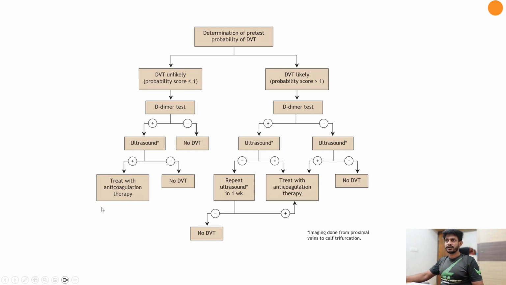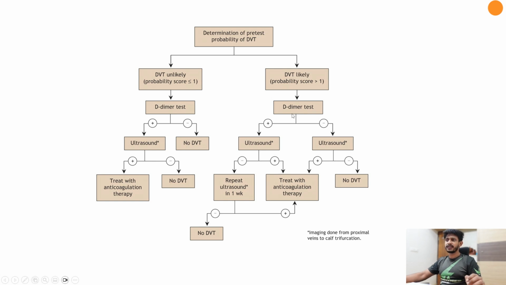And if the D-dimer is negative, then there's no DVT. We can rule it out because the Wells score is also less than or equal to 1, and the D-dimer is also negative. However, if the ultrasound is negative, we can 100% rule out DVT even if the D-dimer is positive.